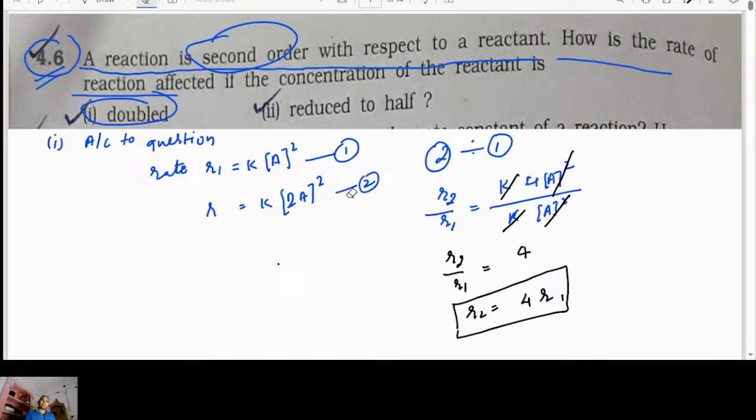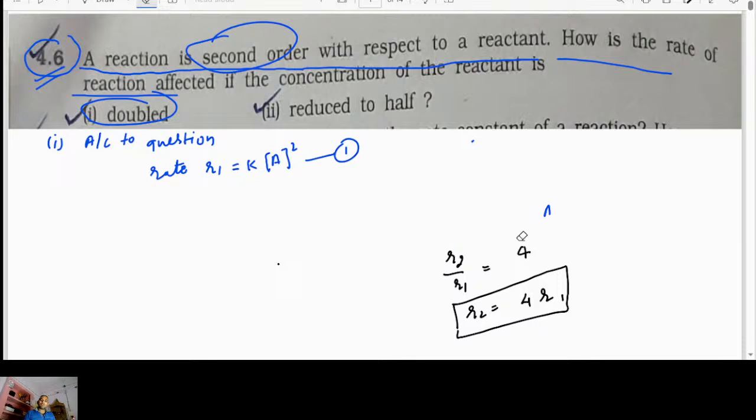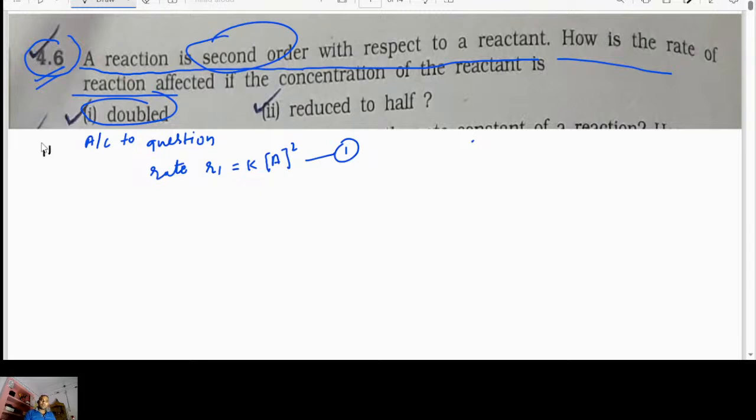Now, let us see the second part of the problem, student. What is the second part? In the second case, they are saying the concentration is reduced to half. If you are reducing the concentration to half, then what will be the new rate? That we have to check, students. So, let us see the next set. Here we are talking about the second case. According to the question, R1 is equal to K A square.